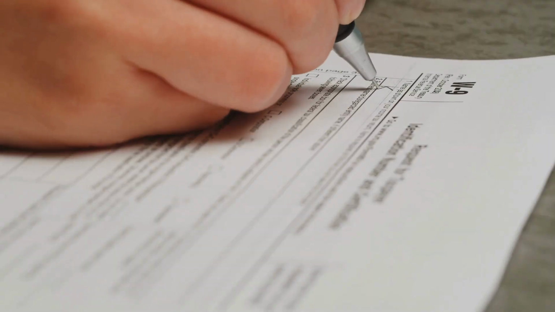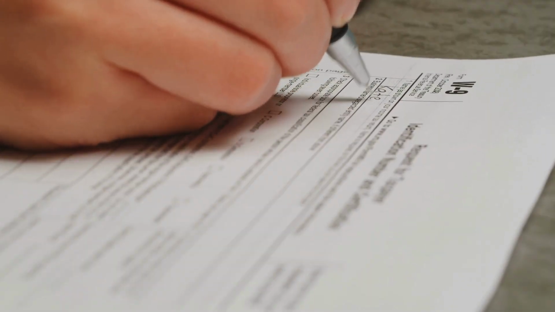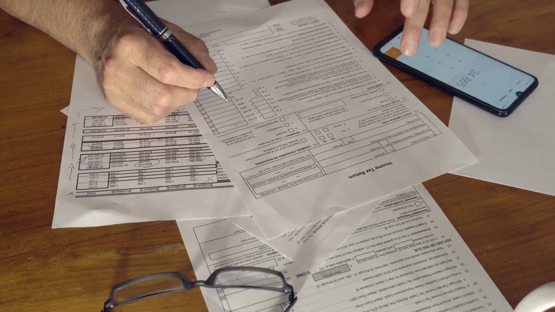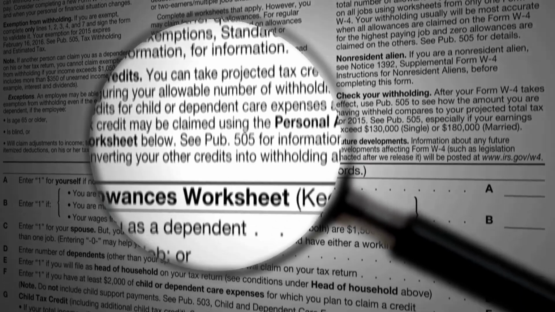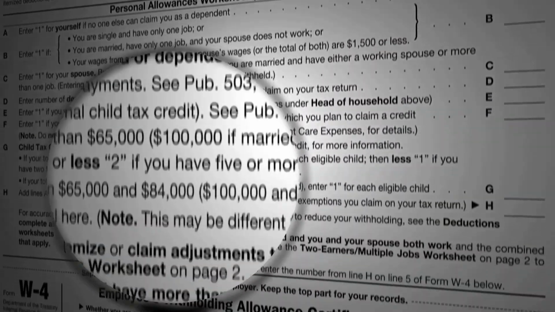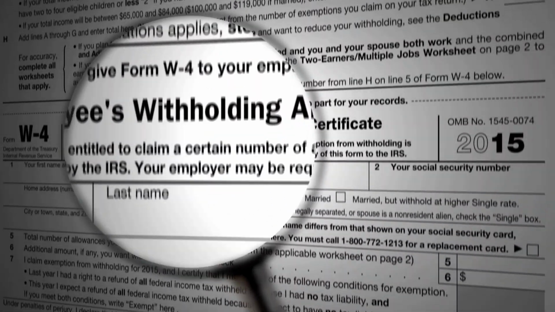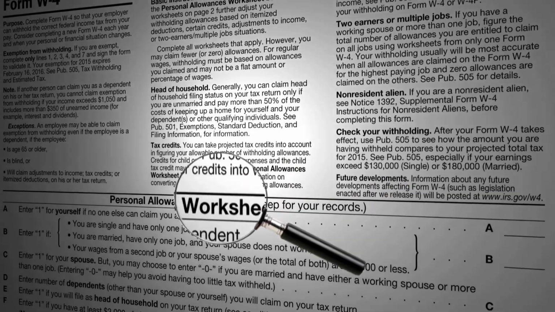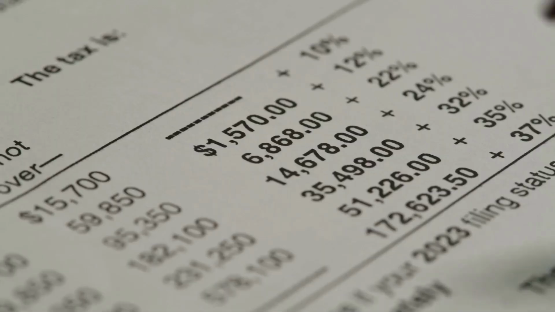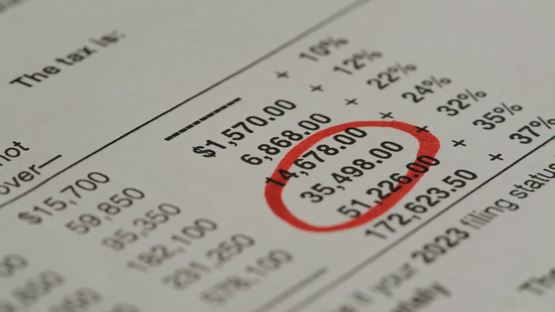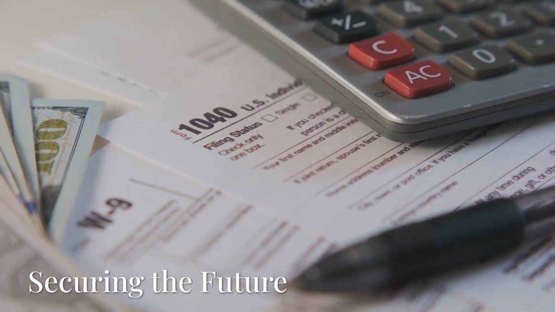The IRS publication 15T is your best resource. It helps you determine the correct withholding amounts. This publication details the different tax brackets, deductions, and exemptions that might apply to your employees. Remember, accuracy is key here. Withholding too much or too little can lead to issues for both you and your employees.